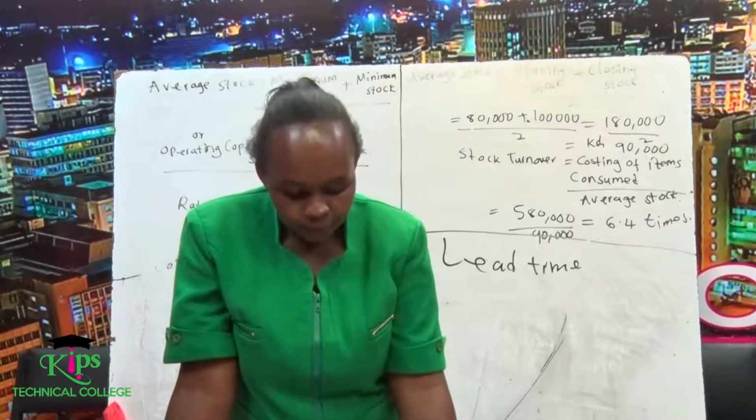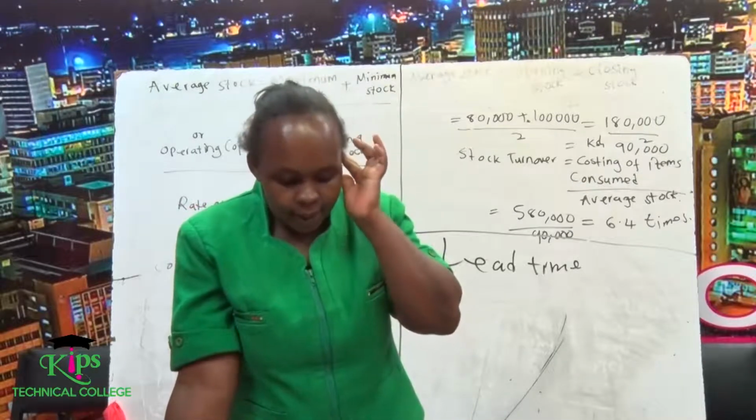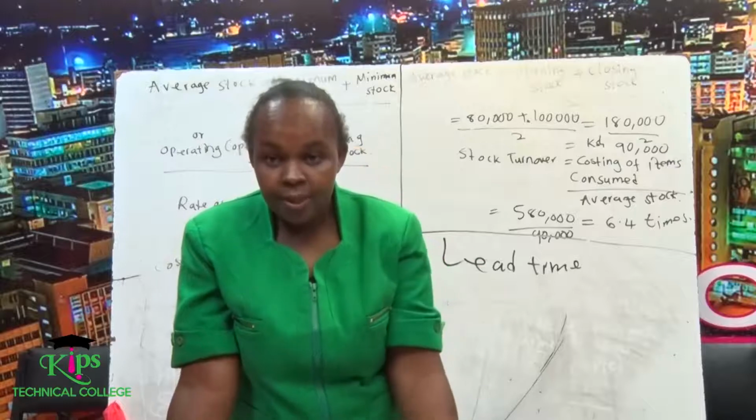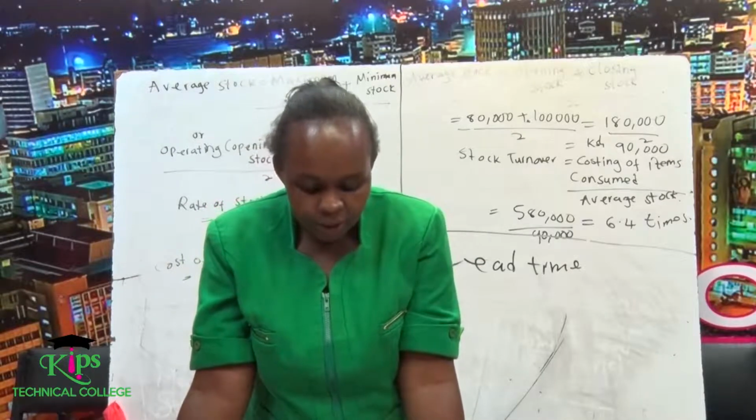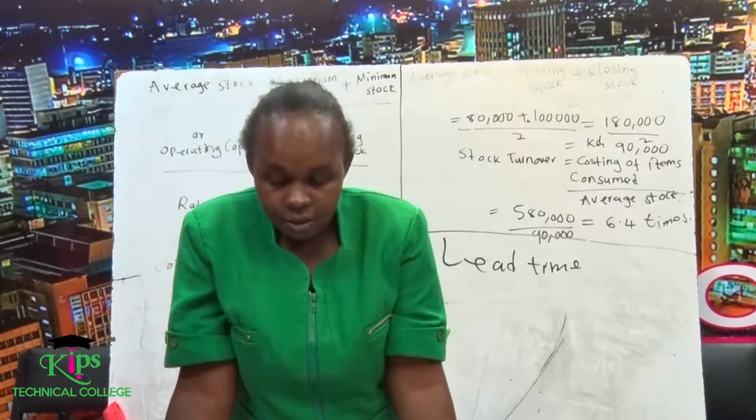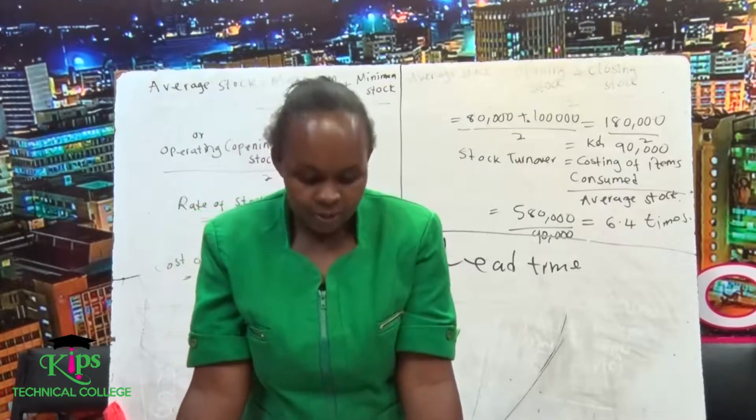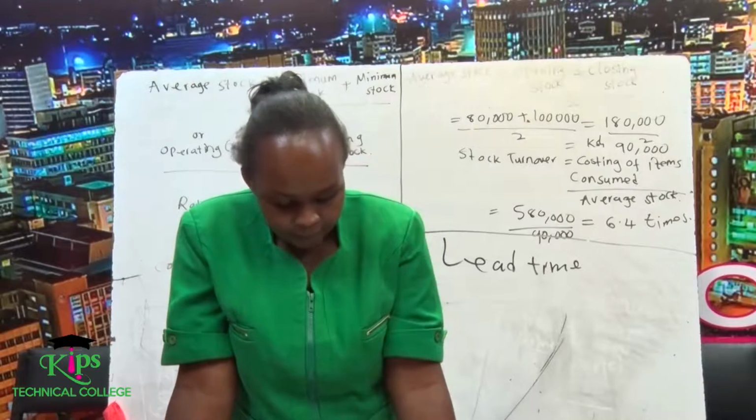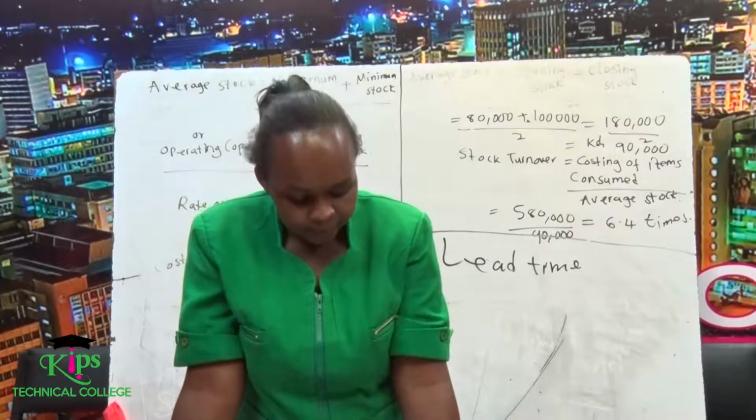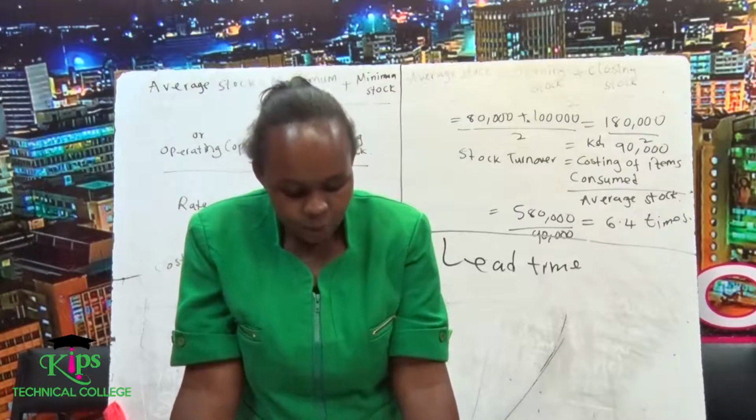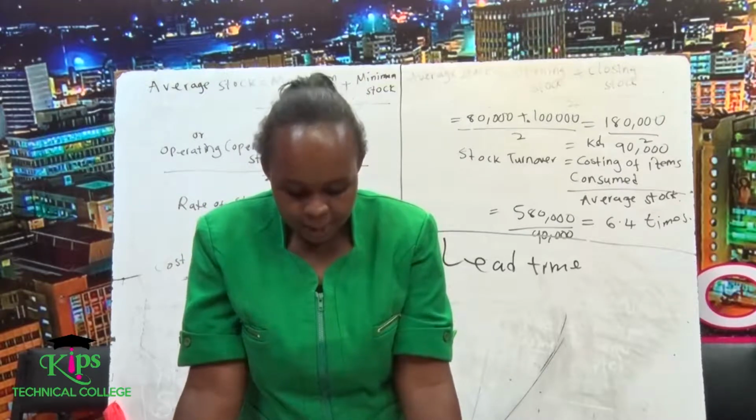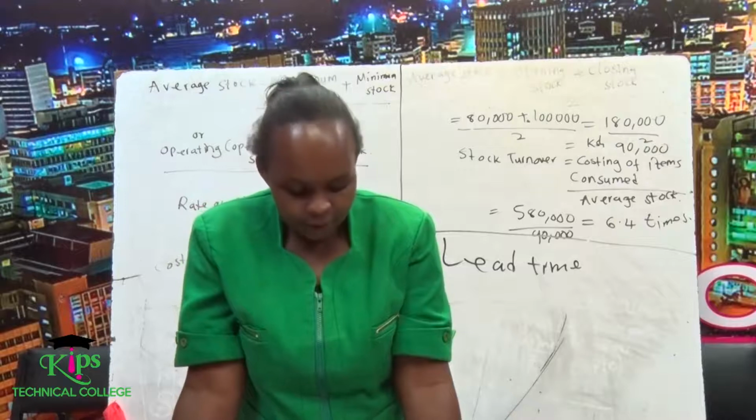Number 3, stock holding cost. This means the cost of keeping the material in stores. If stock holding cost is high, then the stock level must be low and vice versa. We also have consumption. If an item of material is consumed in a greater quantity, then it must be maintained at a higher level and vice versa.